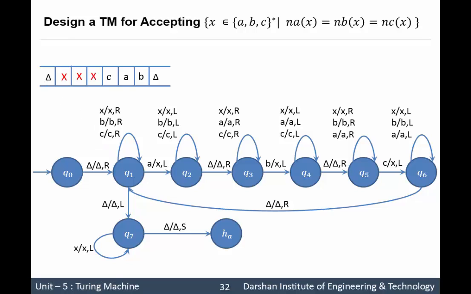And now again start searching first leftmost a. So first leftmost a will be converted to x. Again move to the left direction. Start searching first leftmost b. Convert b into the x. Again move to the left direction. Start searching first leftmost c. So c will be converted to x.